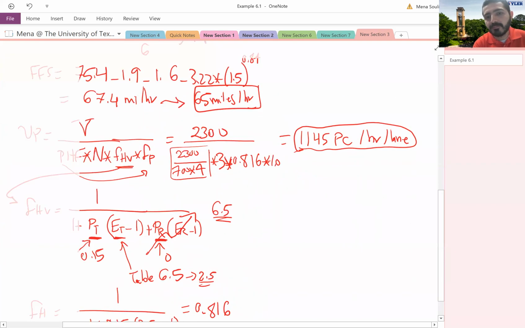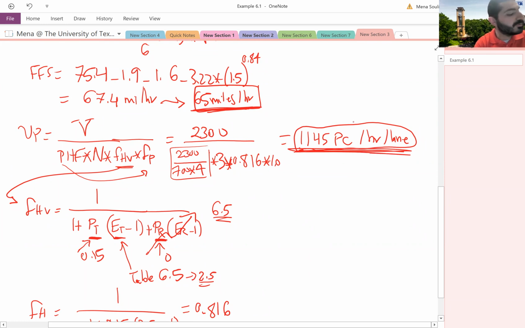Once we get these two numbers, which is the free flow speed of 65 miles per hour and the VP of 1145, now we can go to the graph that I showed you before, and that is figure 6.4, to get the level of service.